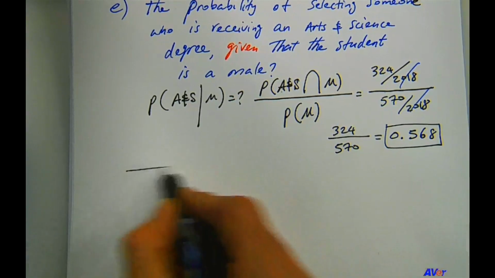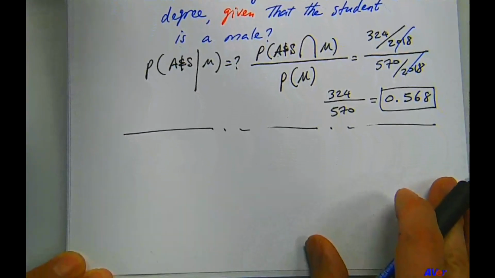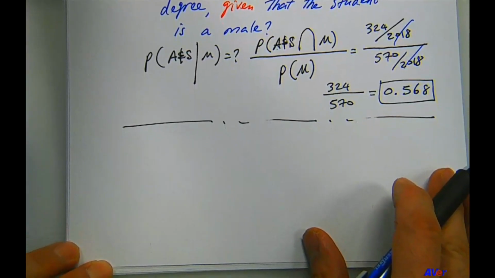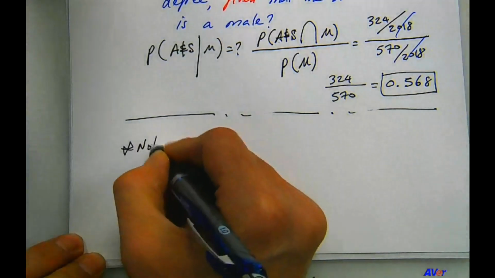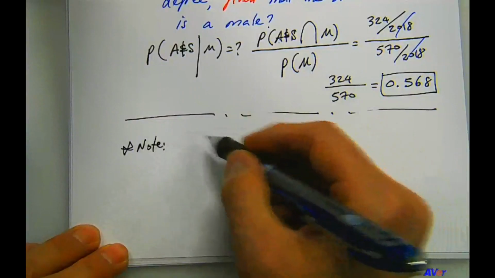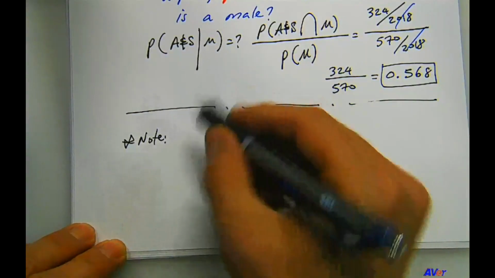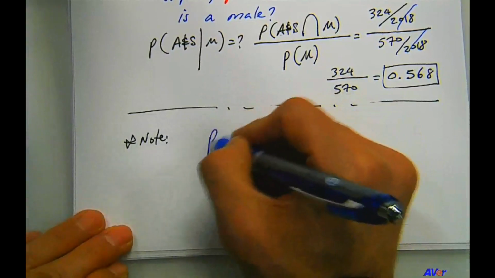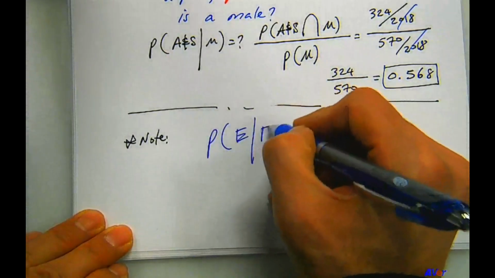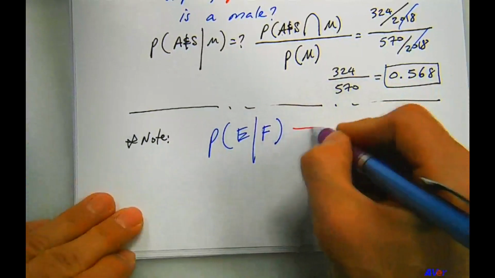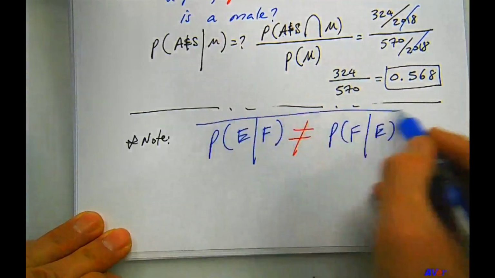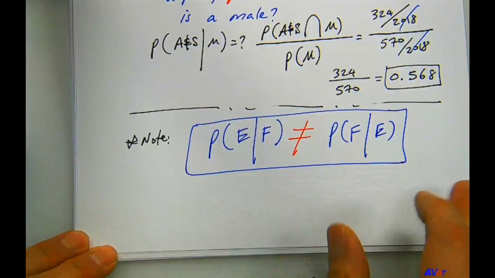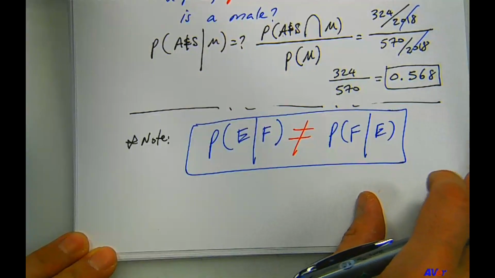Before we look at the next topic, which is the topic of tree diagrams, let me give you one note. I mentioned this before, but I didn't write the notation down. Note that the probability of E given F is not equal to the probability of F given E. These are two different probability values. I just wanted to mention that.